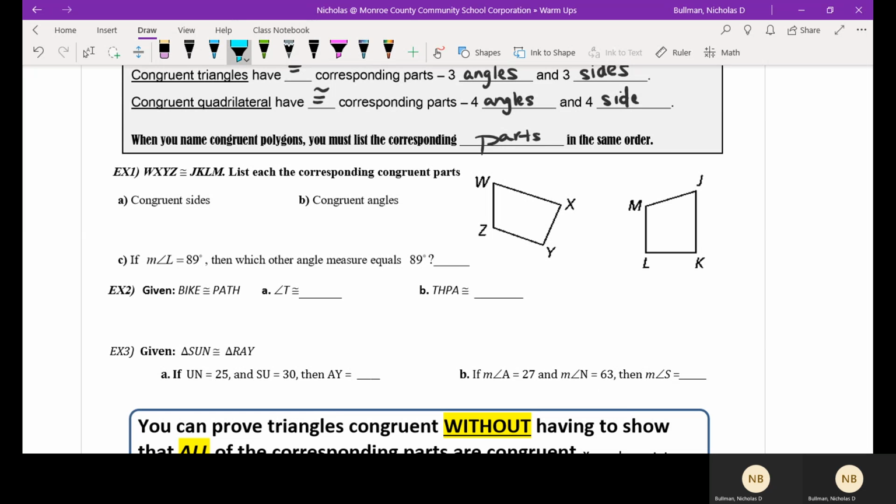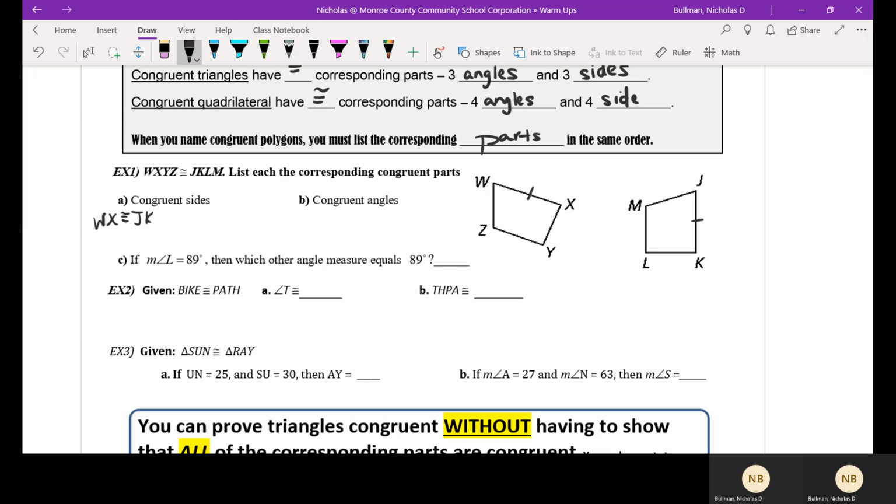So the first 2 letters in each set are WX and JK, because when we're talking about sides, remember we label sides with 2 letters. We label segments with 2 letters. So that means WX has to be congruent with JK, and I can put that here as my first set of congruent sides. Then I can go to the next set.